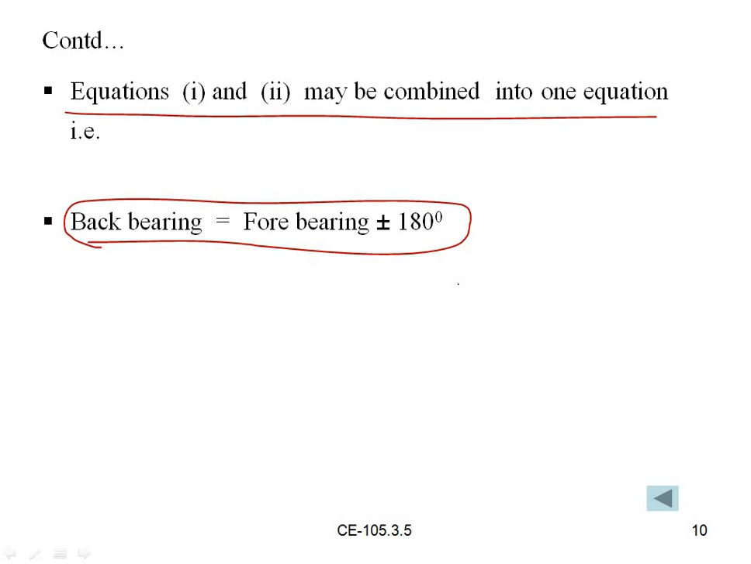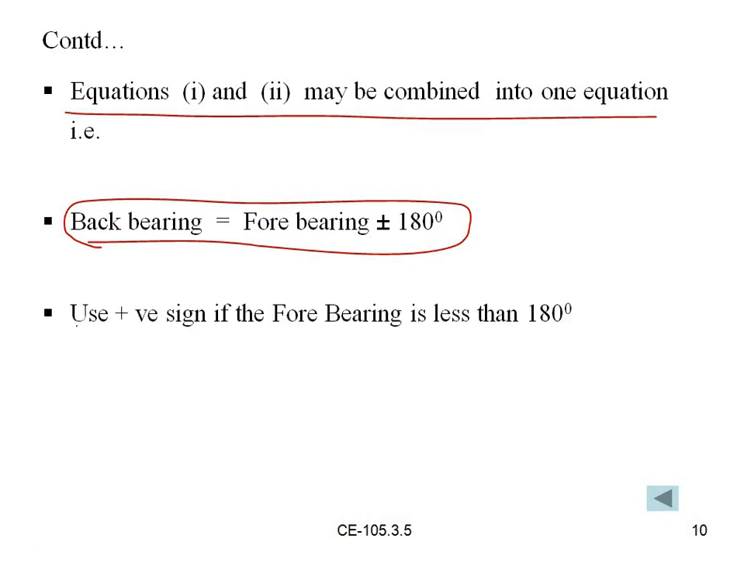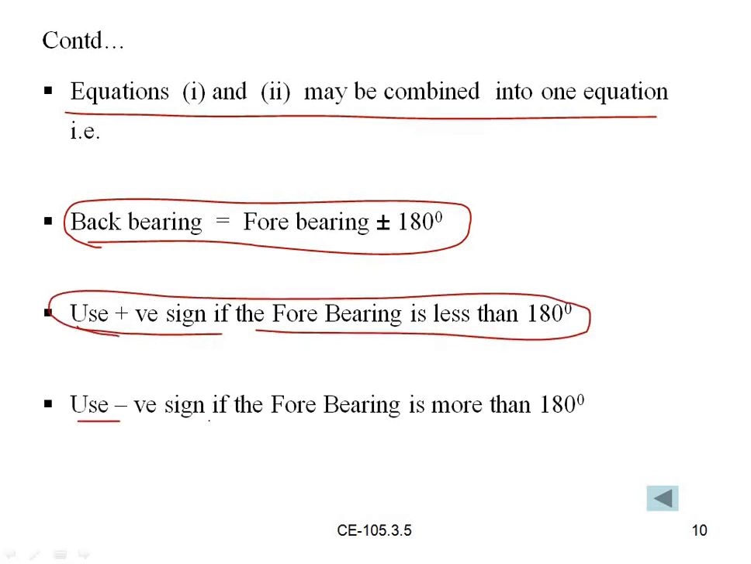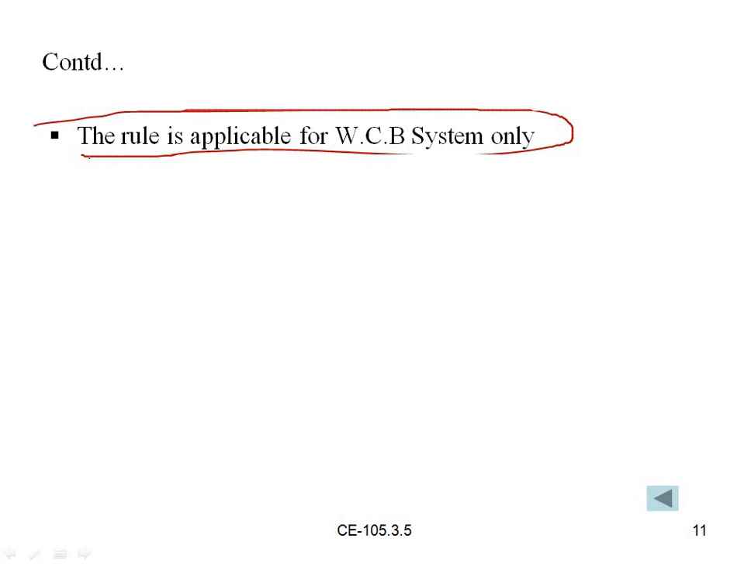In these cases, if the value is more than 180 degrees, we have to do minus. If less than 180 degrees, we have to do plus. Next, use positive sign if the forward bearing is less than 180 degrees, and use negative sign if the forward bearing is more than 180 degrees. Not back bearing, only forward bearing. And here the rule is applicable for the whole circle bearing system only. Remember.